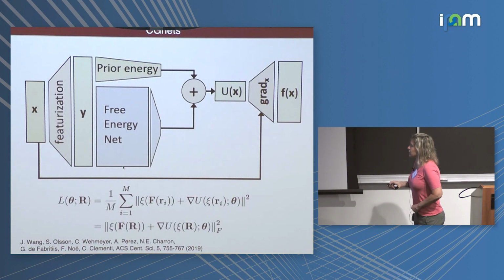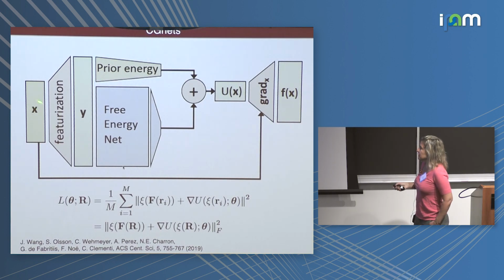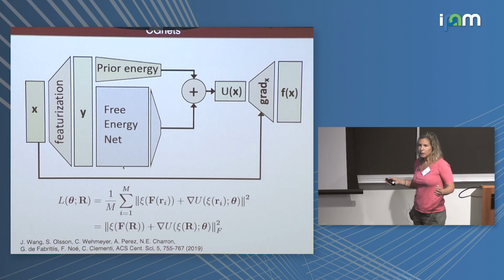So this is what we came up with. This is the so-called CGnets. We start from the coarse-grained coordinates. X are the coarse-grained coordinates. So we have a coarse-grained mapping, and X are the coarse-grained coordinates. And we want to find an energy U of X for this system. And we have the coordinates and the forces for an ensemble of configurations, a Boltzmann ensemble of configurations for the system.